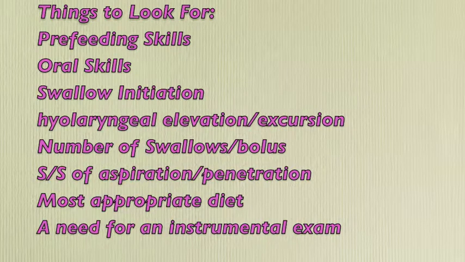First, you will be looking at pre-feeding skills, which include opening and closing the mouth, putting a spoon or cup to the mouth, or sucking from a straw. Difficulties in this area could indicate coordination difficulties or apraxia. Next, you will look at their oral skills, including lip closure, bolus prep and transfer, and clearing. Clinicians should watch for anterior spillage and oral pocketing.